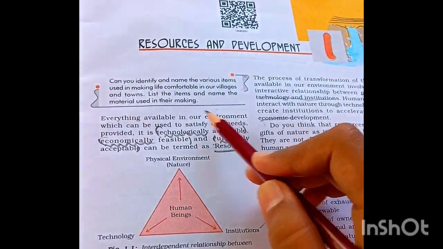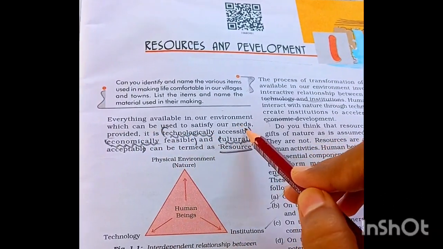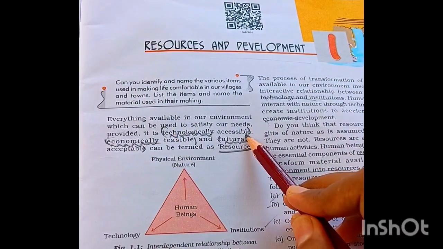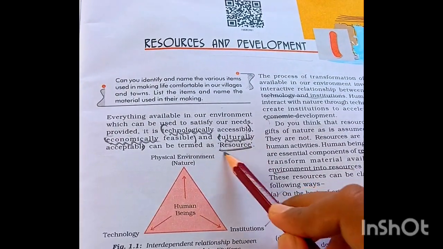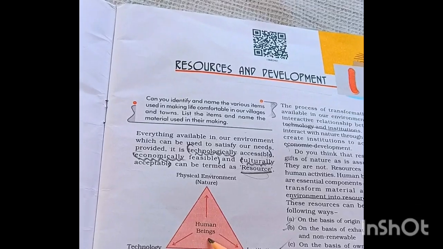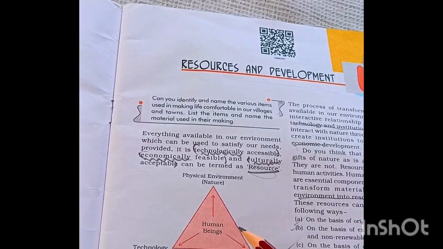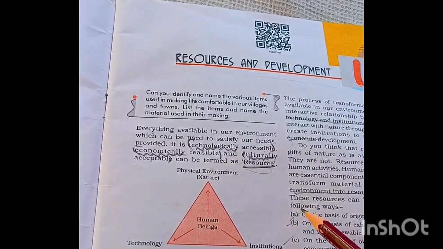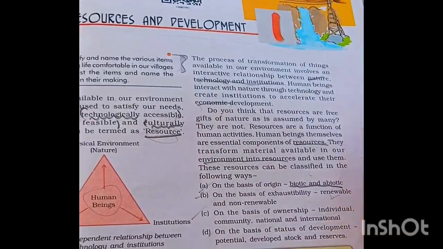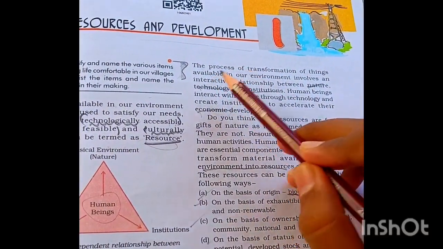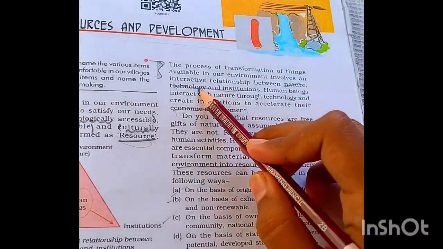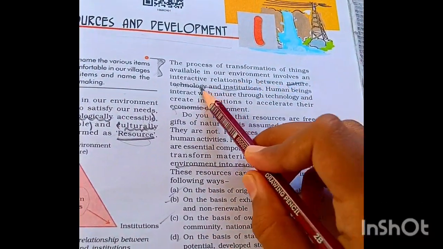Everything available in our environment which can be used to satisfy our needs, provided it is technologically accessible, economically feasible, and culturally acceptable, can be termed as resources. So this is the explanation of the resource. It is an interdependent relationship between nature, technology, and institutions, and we human beings lie in between the equilibrium triangle. The process of transformation of things available in our environment involves an interactive relationship between nature, technology, and institutions.